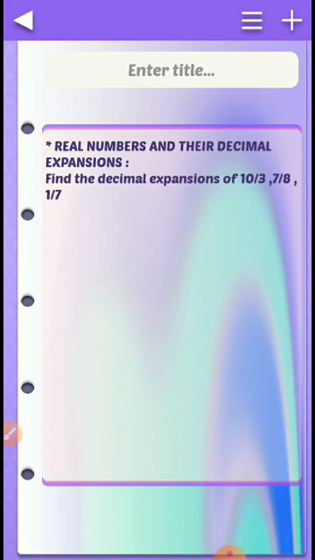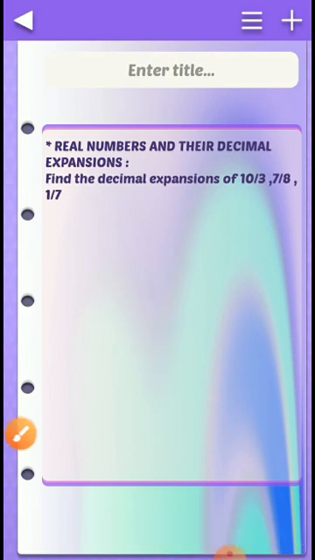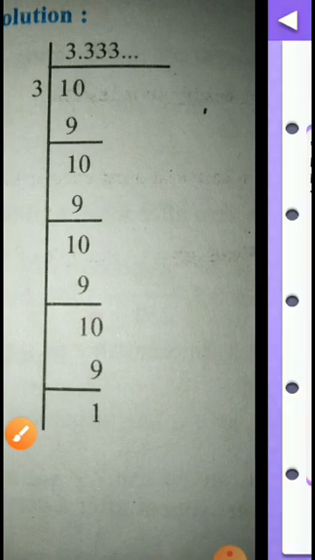The question is, find the decimal expansions of the following numbers. First is 10 by 3, then 7 by 8 and 1 by 7. Are 10 by 3, 7 by 8 and 1 by 7 rational or irrational? Yes, they are rational, since they are of p by q form, where q is not equal to 0 and p and q are integers. First, I am going to take the number 10 by 3.